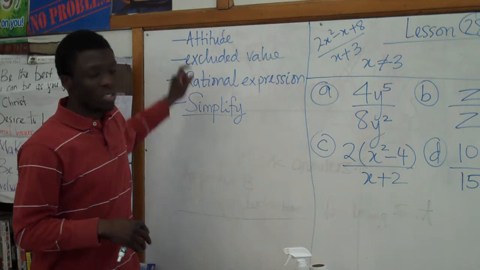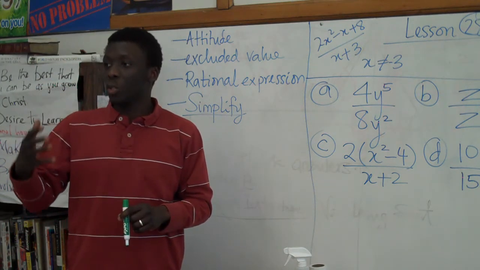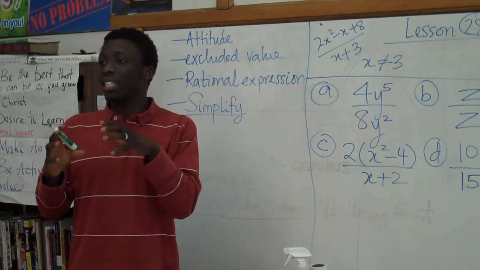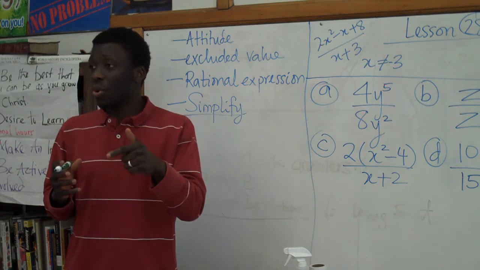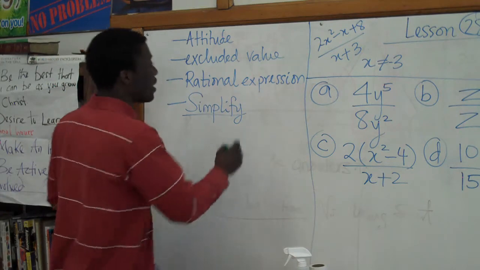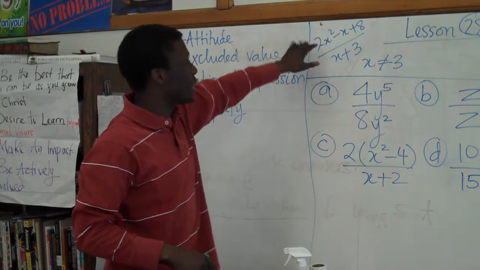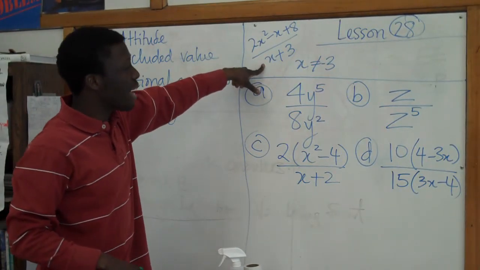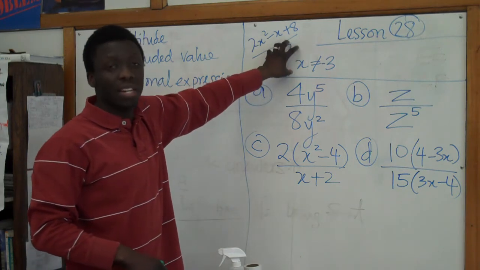Number 2, let's talk about excluded values for a second. Whenever you're dealing with a rational expression and the denominator is such that it can be 0, you know that whatever makes that denominator 0 is an excluded value. So for example, if you had (2x squared minus x plus 8) over (x plus 3), the excluded value is -3, because if you put -3, it will make the denominator 0.